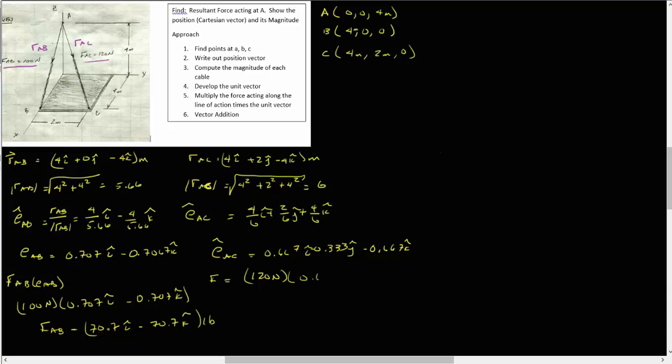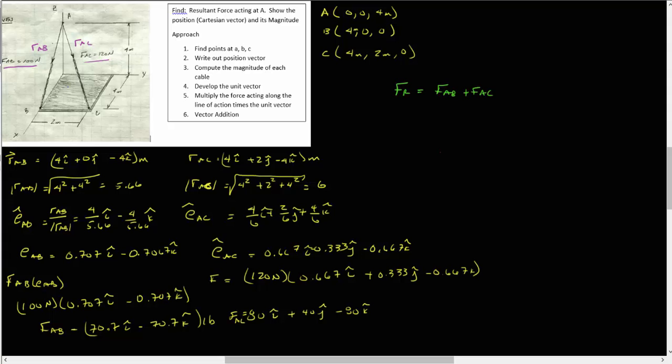And then over here, I have 120 newtons times my unit vector, which came out to be 80I plus 40J minus 80K. This is force AC, and this is force AB.